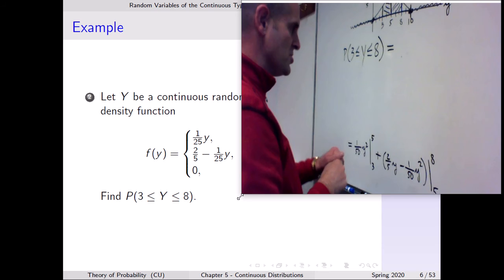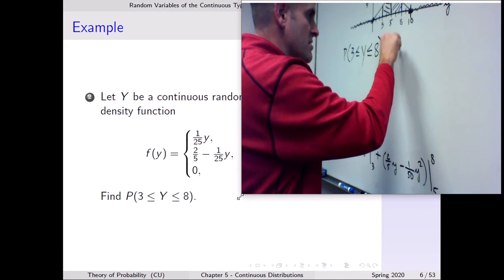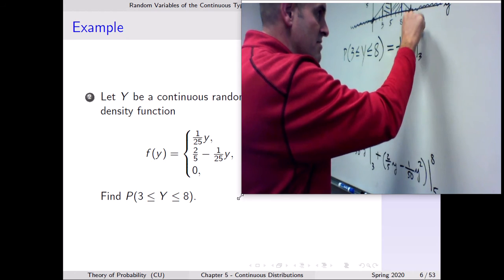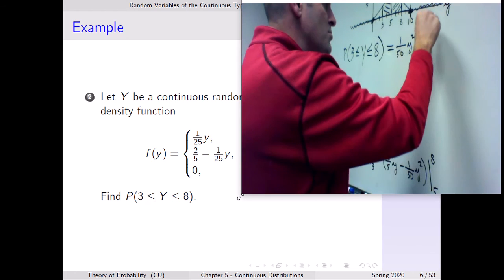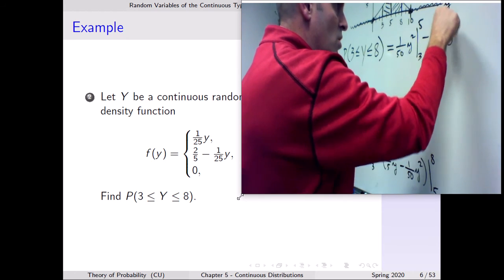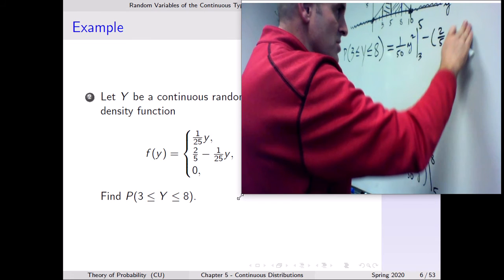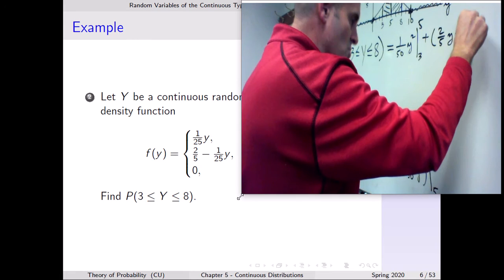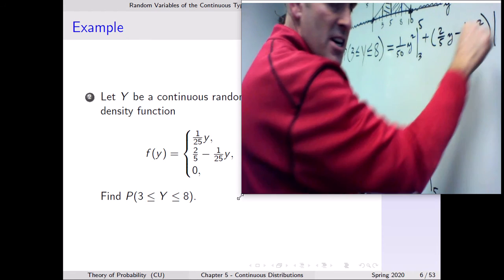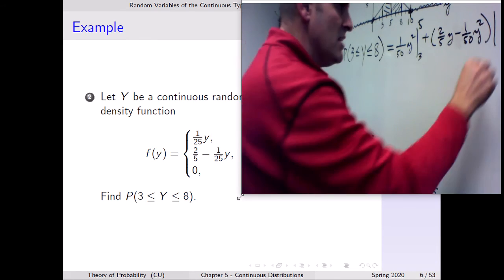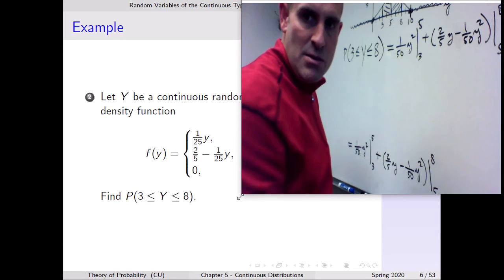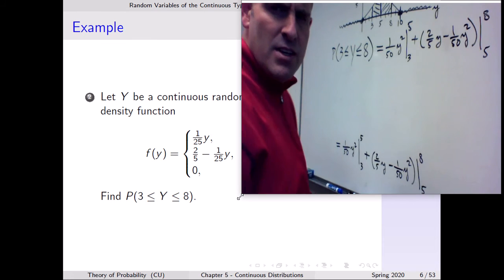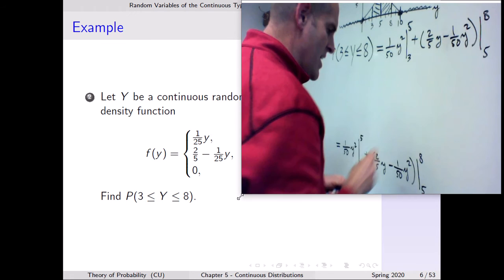Okay, so this thing is equal to 1/50th y squared evaluated between 3 and 5 plus 2/5 y minus 1/50th y squared evaluated between 5 and 8. I'm just simply copying that down. And let's see what happens here.